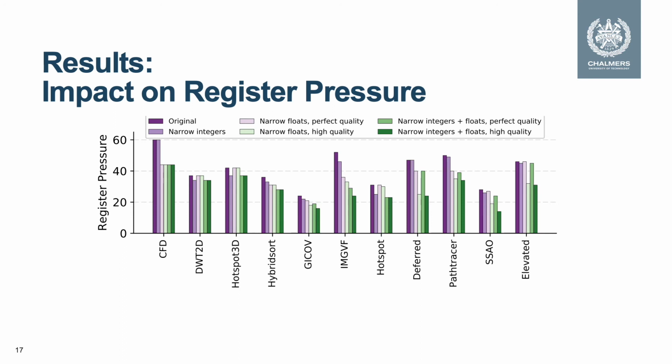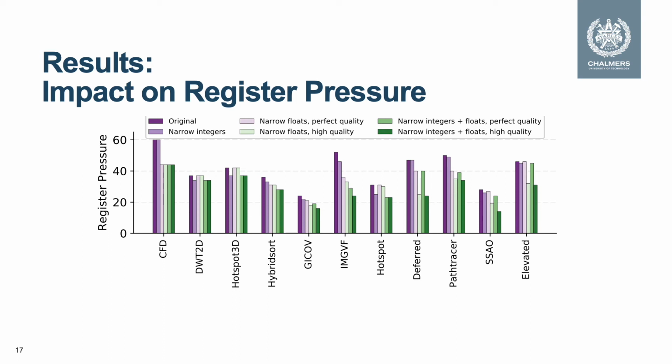Let's start by looking at how the framework impacts the register pressure. On the y-axis, you have the register pressure, which is the maximum number of physical registers needed by a single thread. We show the original register pressure, the register pressure when only narrow integers are considered, and also when only narrow floats are considered.